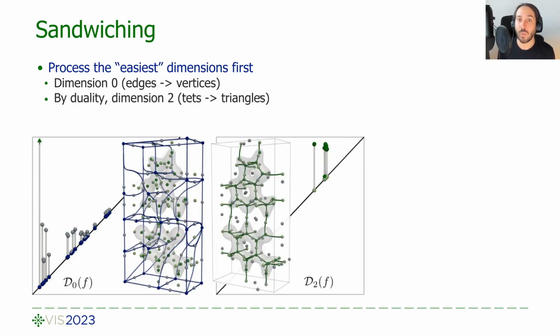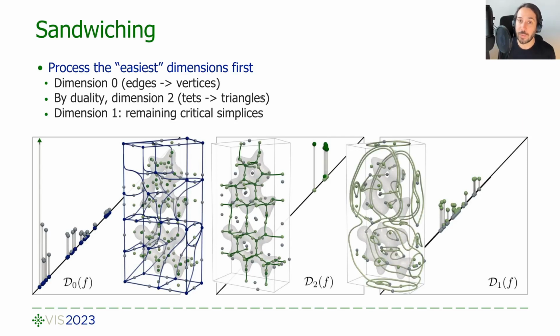By duality, we apply exactly the same process for the diagram of dimension 2, by processing integral lines connecting two saddles to maxima. And then, for the dimension 1, we only need to use the standard algorithm for the remaining critical points. And at this point, for most data sets, there isn't that many anymore, hence the significant accelerations.